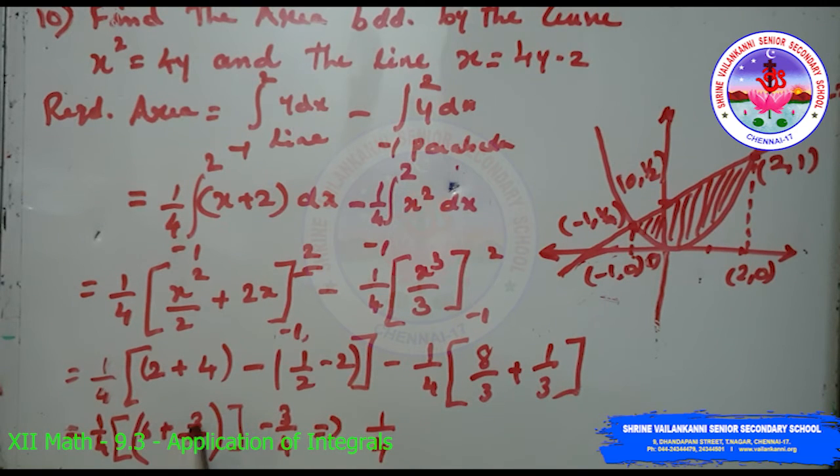So which is equal to 1 by 4. Here taking LCM, 12 plus 3, 15 by 2. So 15 by 2 minus 3 by 4. So taking LCM, 15 by 8 minus 6 by 8, which is equal to 9 by 8 square units. Hence the required area is 9 by 8 square units.